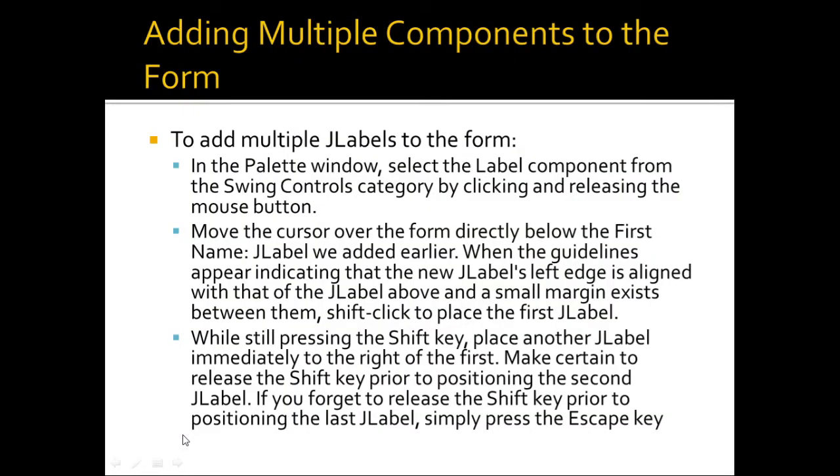To add multiple JLabels to the form, in the palette window, select the label component from the swing control category by clicking and releasing the button. Then move the cursor over the form directly below the first name we added earlier. When the guidelines appear indicating that the new JLabel's left edge is aligned with that of the JLabel above and a small margin exists between them, shift click to place the first JLabel. So while pressing the shift key, place another JLabel immediately to the right of the first. Make certain to release the shift key prior to positioning the second JLabel. If you forget to release the shift key prior to positioning the JLabel, simply press the escape key.